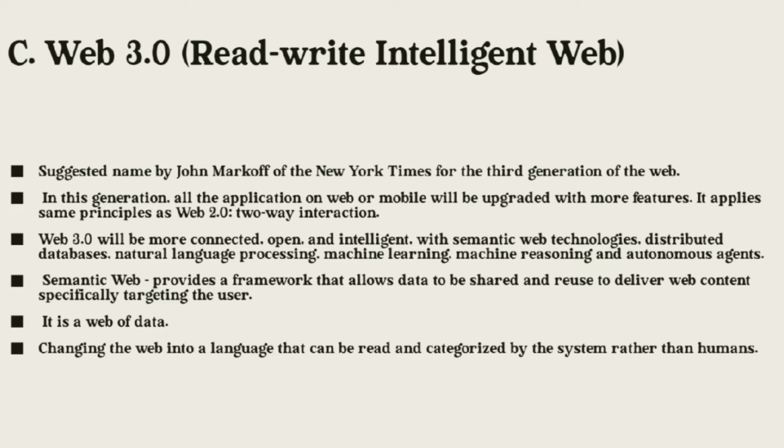So Web 3.0 will be more connected, open, and intelligent, with semantic web technologies, distributed databases, natural language processing, machine learning, machine reasoning, and autonomous agents. So the semantic web provides a framework that allows data to be shared and reused to deliver web content specifically targeting the user. It is a web of data, changing the web into a language that can be read and categorized by the system rather than humans.